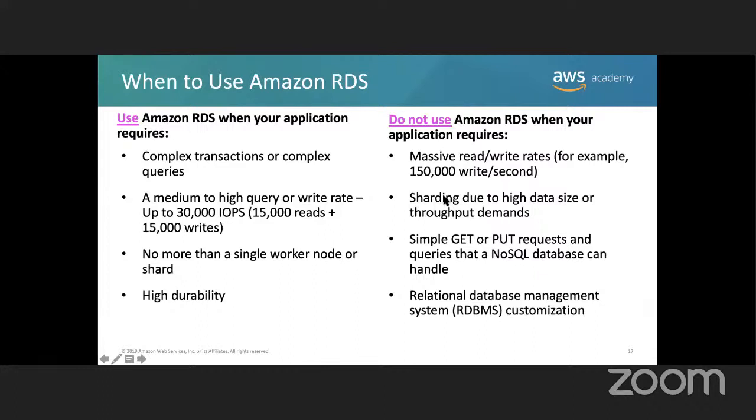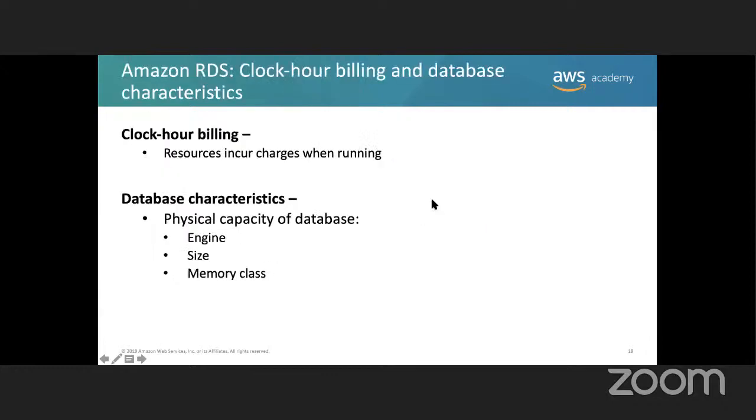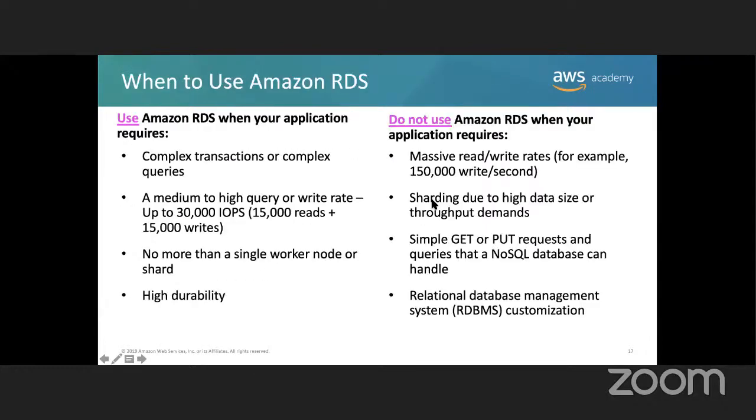The database is getting a lot of requests and then you shard, which means you create more small partitions of that database, and then you can handle more requests. The concept is just like having more duplicates of that shard, so you can have better throughput in the database. Okay. Do not use RDS for single GET or PUT requests and queries that a NoSQL database can handle. If the GET and PUT can be handled by a NoSQL database, then you don't use RDS, because RDS is SQL. This is NoSQL.